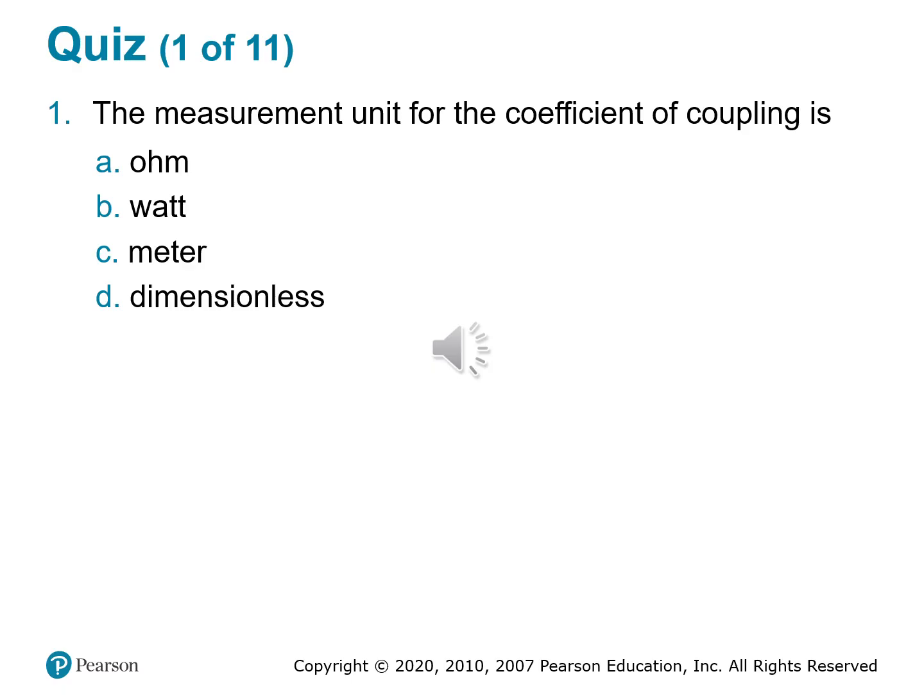The measurement unit for the coefficient of coupling is A, the ohm, B, the watt, C, the meter, or D, dimensionless. Pause the video now. Okay, hopefully you're back. And the correct answer for number 1 is D. It's dimensionless.